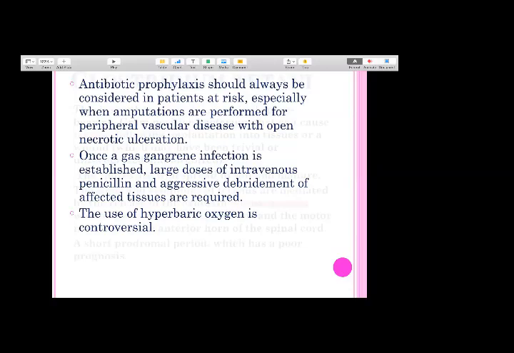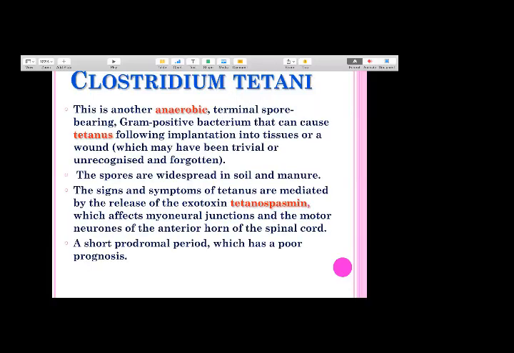Clostridium tetani is another anaerobic, terminal spore-bearing gram-positive bacterium that can cause tetanus following implantation in tissues or a wound, which may have been trivial or unrelated. The spores are widespread and normally found in soil. The signs and symptoms of tetanus are mediated by the release of an exotoxin, tetanospasmin, which affects the myoneural junctions and motor neurons of the anterior horn of the spinal cord. There is a short prodromal period, which has a poor prognosis.